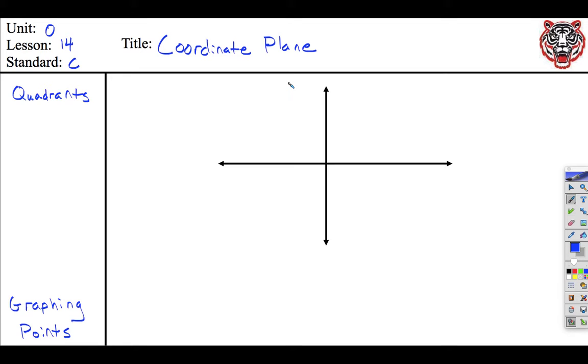All right, this is Algebra 1, Lesson 0-14. We're talking about the coordinate plane today, and hopefully this should be a review from last year or 2 years ago, depending on when you learned this.